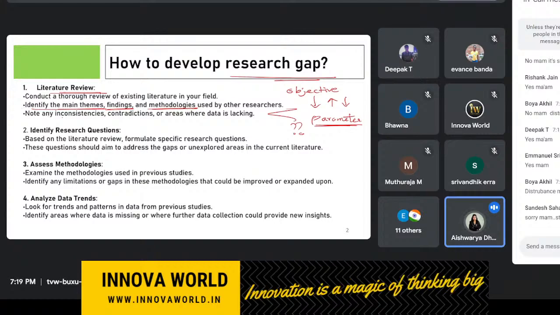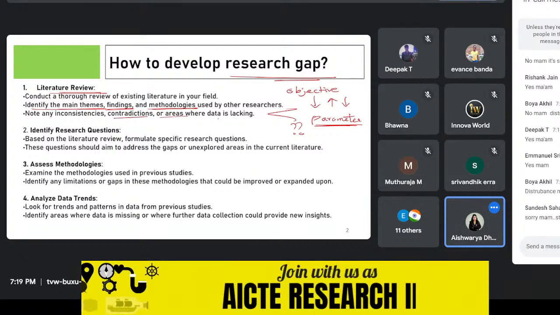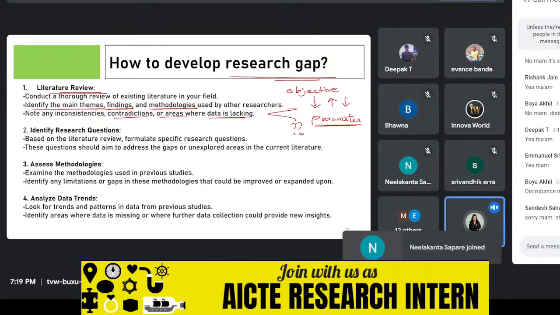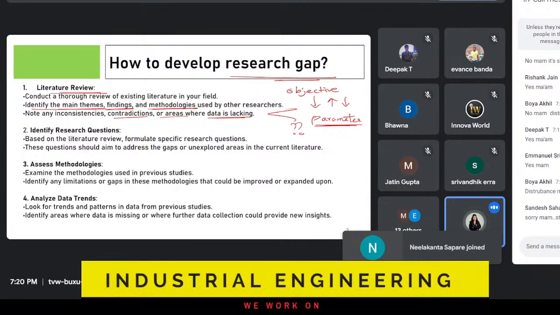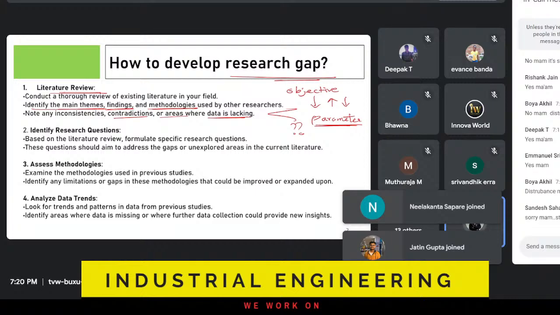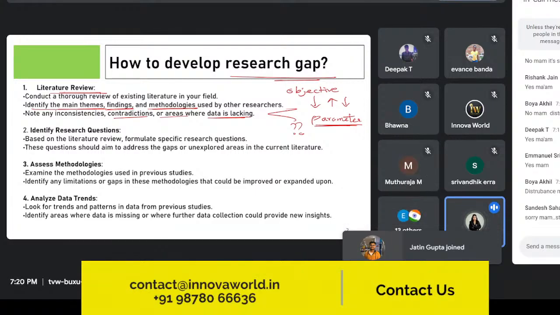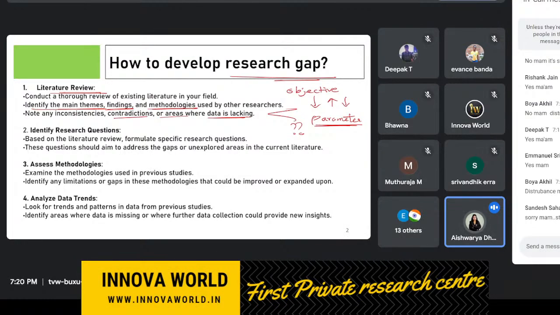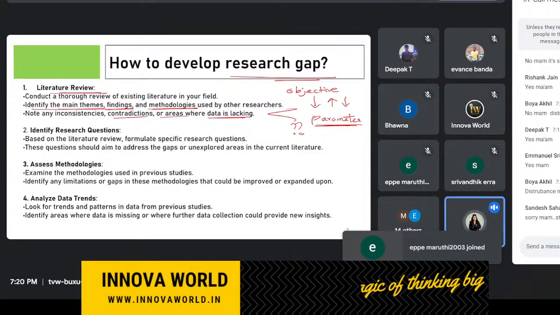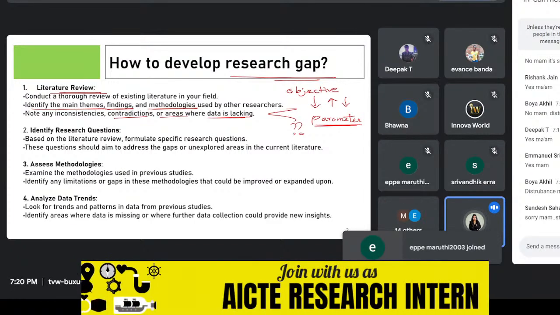Now, note if there are any contradictions in the area or lagging data. Suppose you are working on a certain area; there might be no data, so of course there are some constraints. How are you going to work on those areas? There are some parameters which are not available, so you have to list those parameters down, right? Two important things I have highlighted in the literature review.